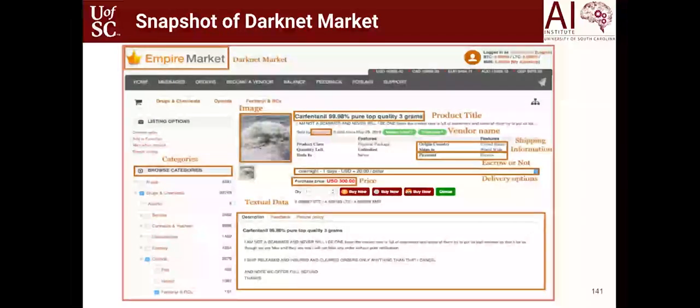So let's look at a snapshot of the darknet market and the information available. We have a lot of information from this snapshot alone. To avoid boring you, let me only direct your attention to a few of them. First would be the categories. We extracted fentanyl, fentanyl analogs, and other non-pharmaceutical synthetic opioids only. The second would be the vendor name. The vendor name acts as a brand in these markets, as anonymity is of paramount importance. And then we have the shipping information.